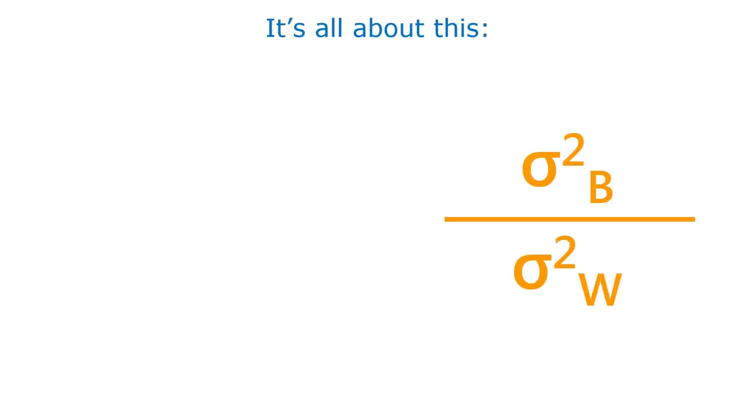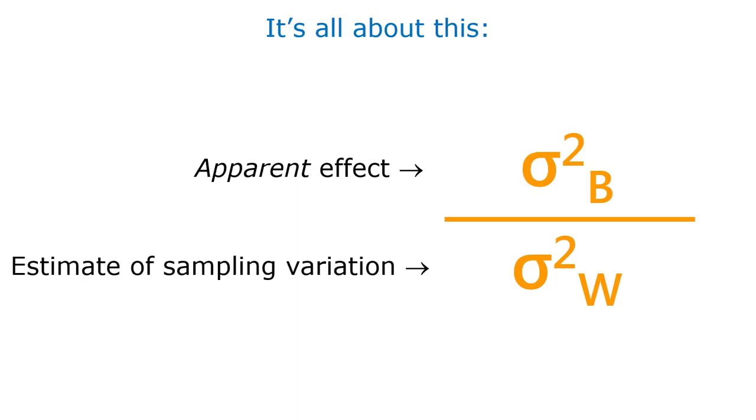So it's all about this ratio. Between groups variance divided by within groups variance. The between groups variance is the apparent effect. It's what looks like is happening that we're interested in. And we say apparent because anything in our sample is apparent, and we don't really know how well it reflects the population. That's what this whole process is about, trying to estimate that. And we kind of keep it honest by comparing it to the estimate of sampling variation, and that's the pooled within groups variance right there.